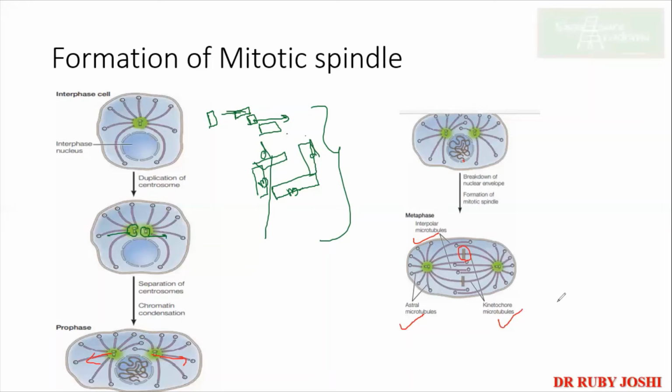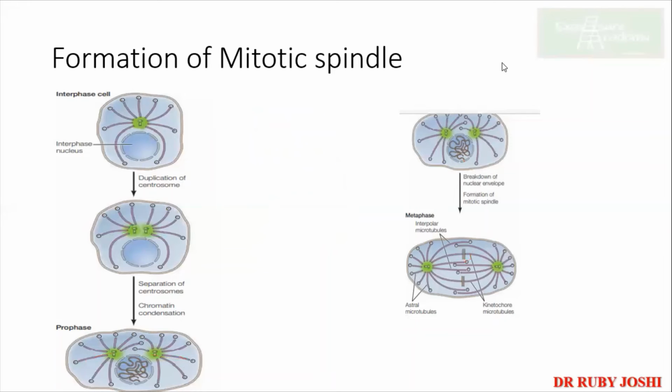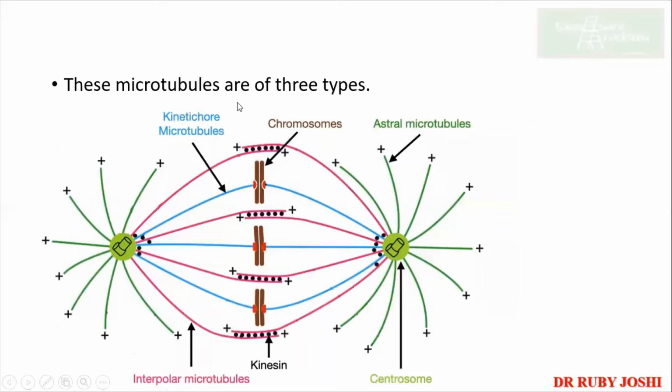Because who is the one doing the work? Only the kinetochore, which goes and binds to the chromosomes. Then why we need interpolar and the aster microtubules is also very, very important. Okay, so we'll come to that. So this is how the mitotic spindle is formed. Okay, now three types of microtubules. So kinetochore, astral, and the interpolar microtubules.